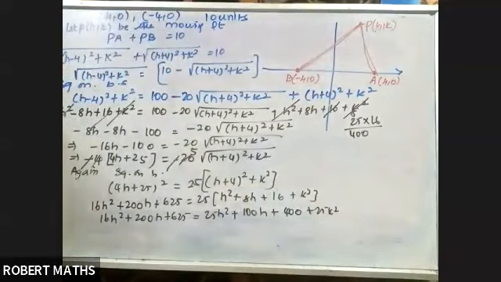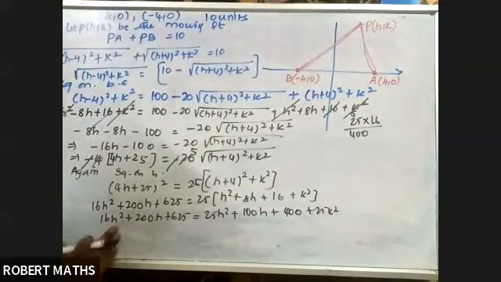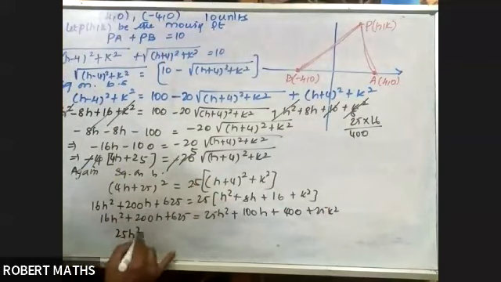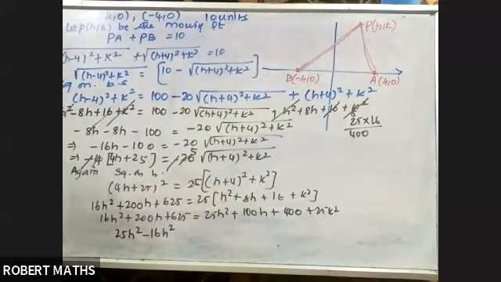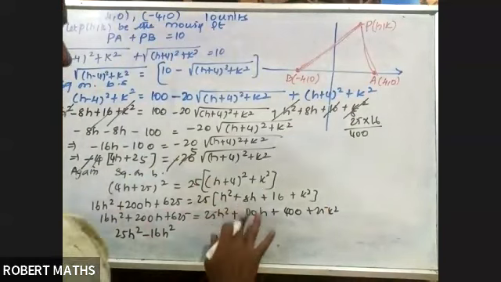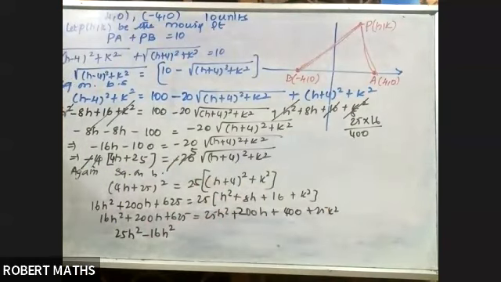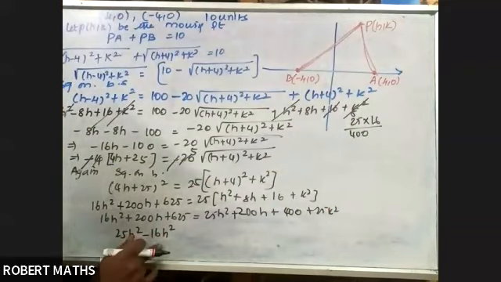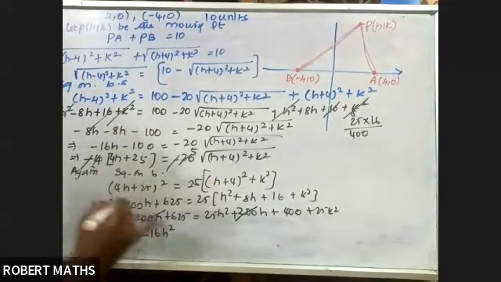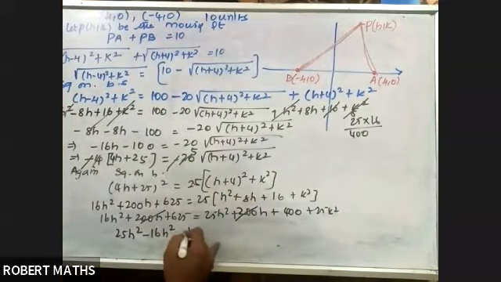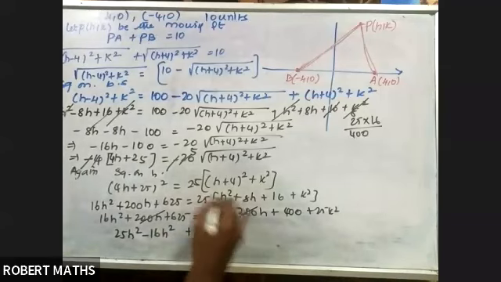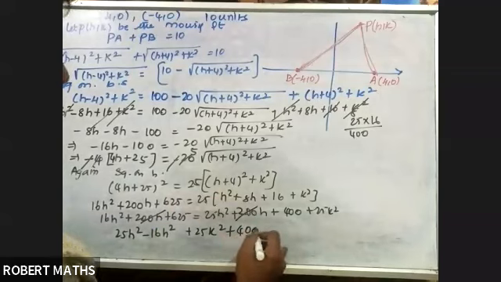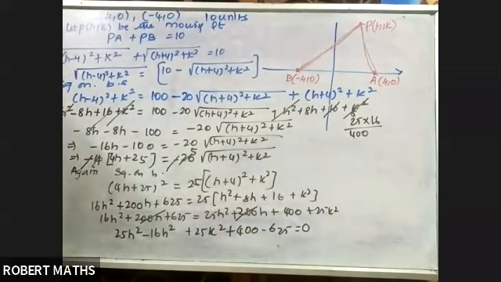The final step. Arranging in order, otherwise you bring all this to that side. 25h square minus 16h square, 200h plus 400 plus 25k square. So 25h square minus 16h square plus 200h, the 200h will get cancelled, right? So now we have 25k square. Bring this 25k square and 625 to that side, we'll get 400 minus 625 equal to 0. We are coming into the last step. Okay? Last step.